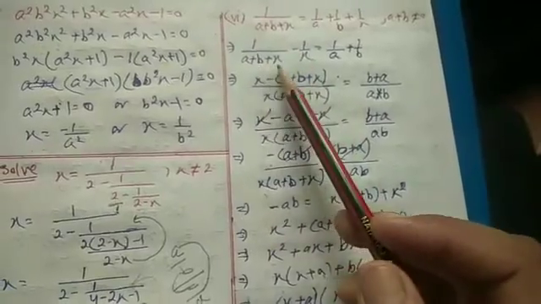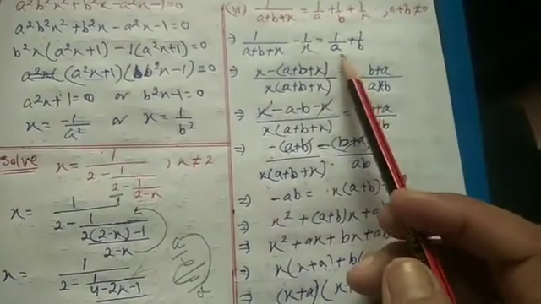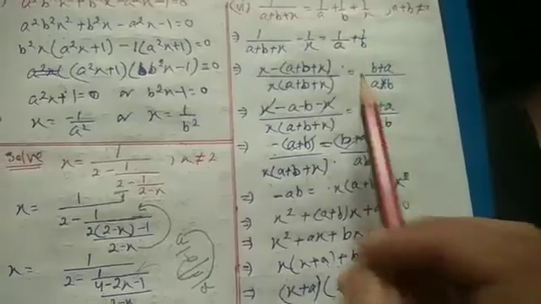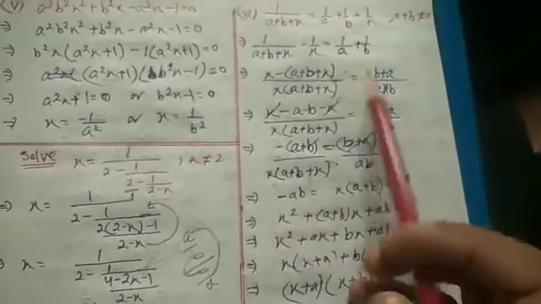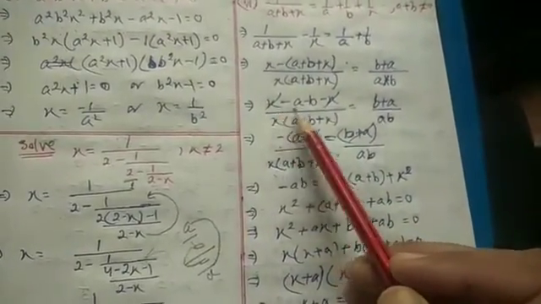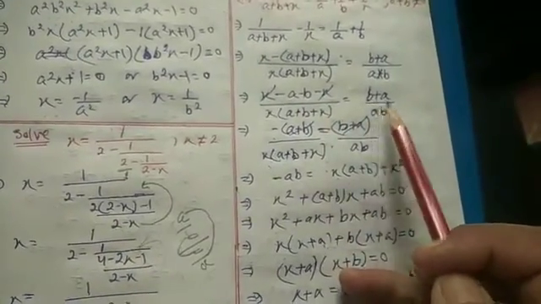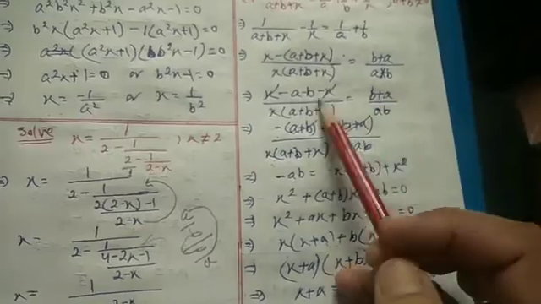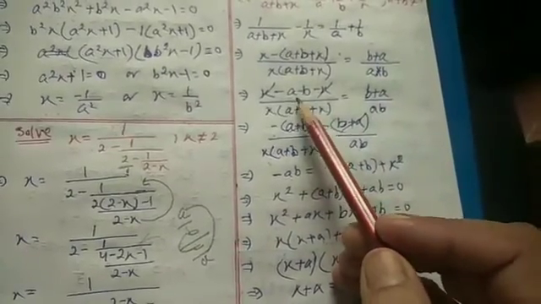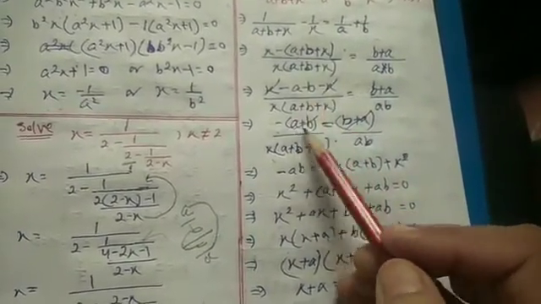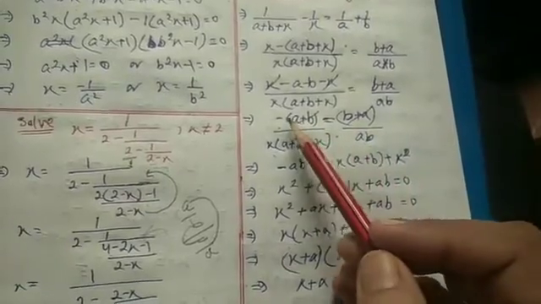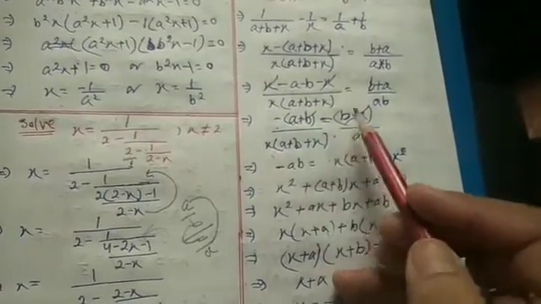x minus of a plus b plus x is equal to, now here the LCM will be ab, then b plus a. So just removing the bracket, we are getting x minus a minus b minus x over x into a plus b plus x is equal to a plus b over ab. So in this, if we take minus common from minus a minus b, then we'll have a plus b. So a plus b and a plus b cancel out. So here the remaining terms are minus 1 and 1.